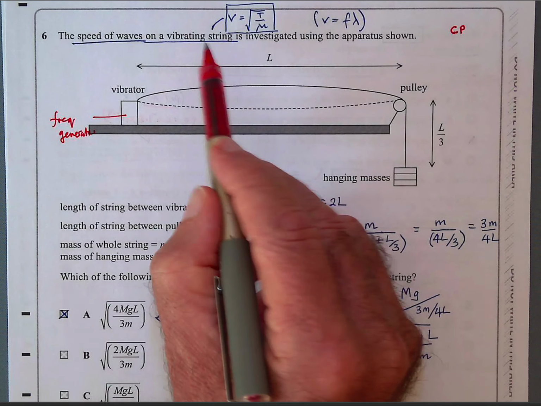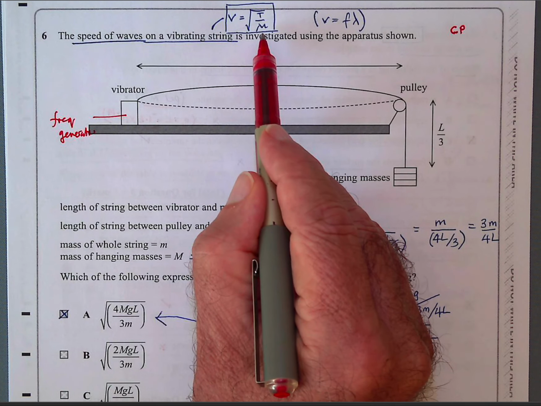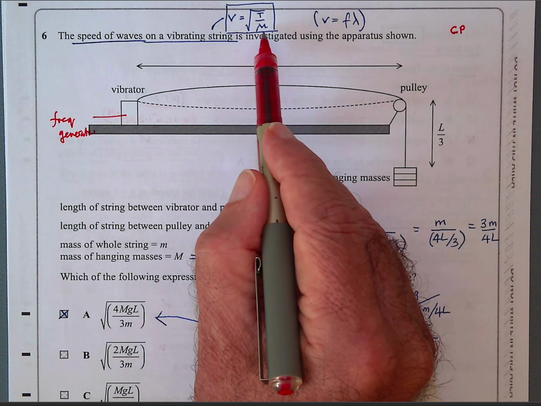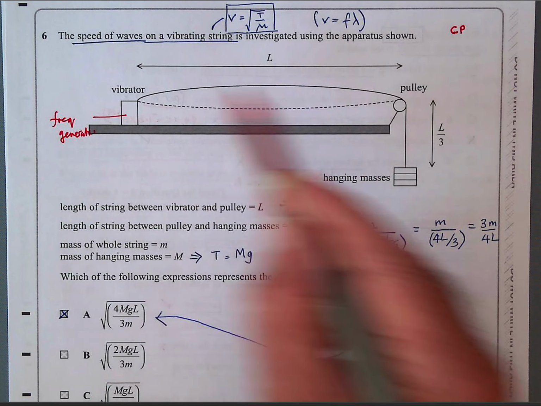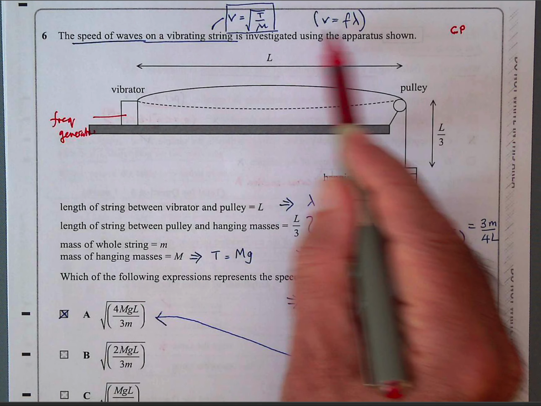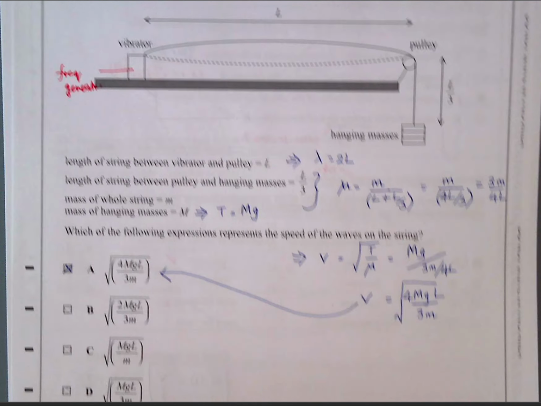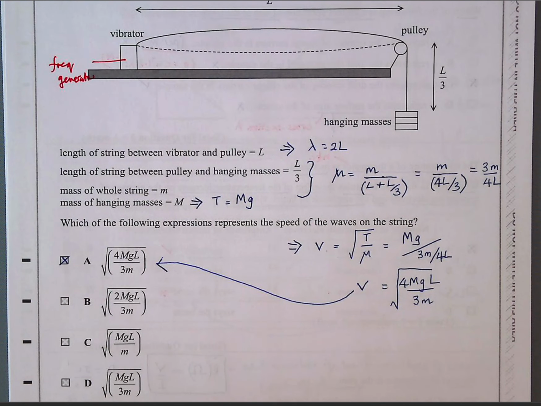Okay, the equation therefore is v equals the square root of the tension divided by mu, where mu is the mass per unit length of the string. So it depends on the density, if you like, of the string. The other equation you need is the wave equation. So once we know those, we can then look at what the question's asking.